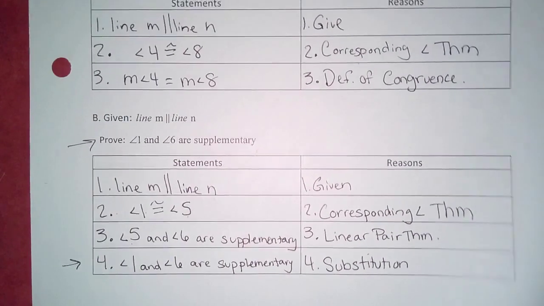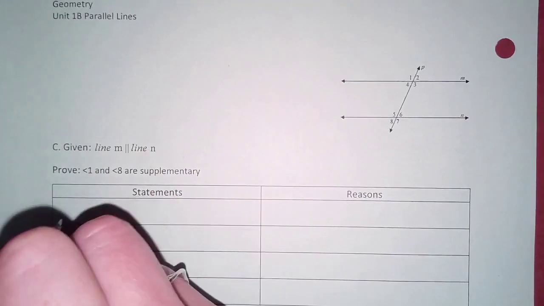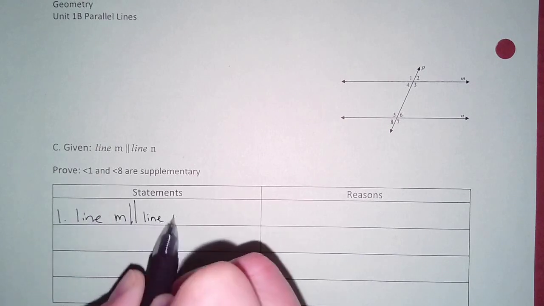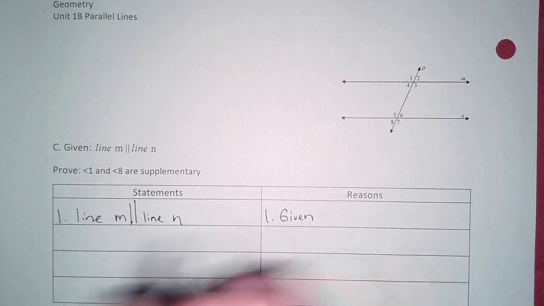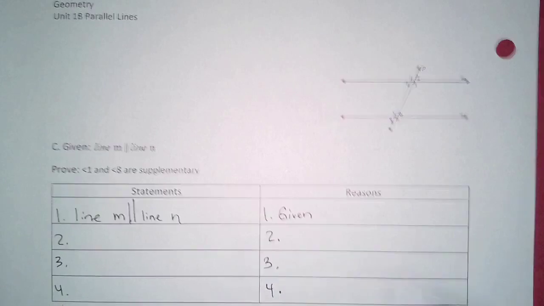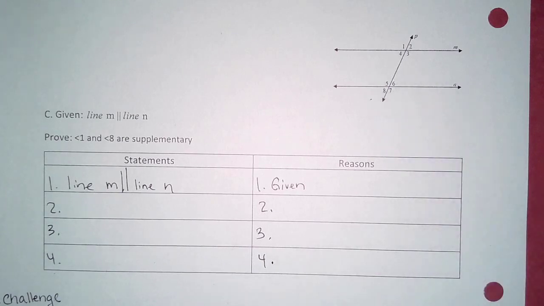Flip it over when you're ready. Step 1, write your given. Line M is parallel to line N. All right, so we're trying to prove that 1 and 8 are supplementary. Well, 1 and 8 are both on the exterior part of my graph, but they're both on the same side. So I don't have alternate exterior, so I need to find a roundabout way to say that.